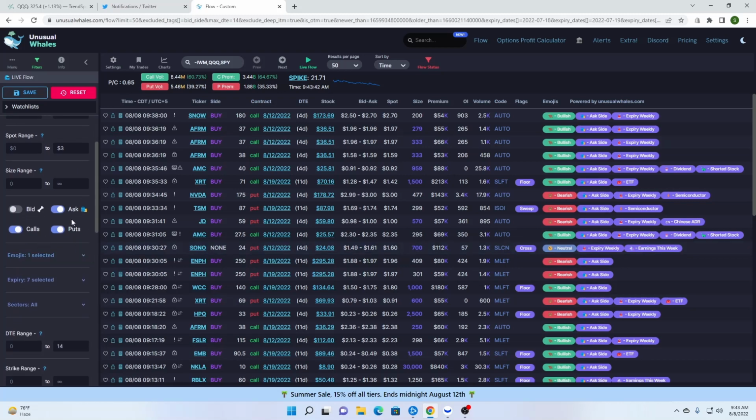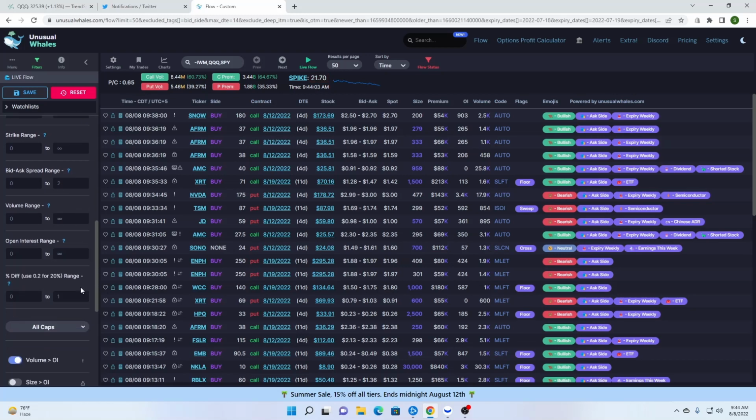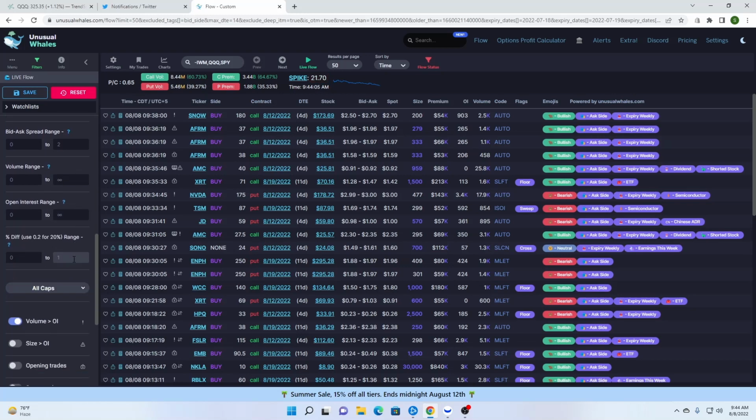And then down here, I have ask side only, both calls and puts. For expiration, DTE range 0 to 14. I'm looking for those quicker trades. If you're going to swing, maybe you set that 0 to 21, 0 to 35, whatever it may be. But most of the time, I'm looking for a day trade or an intraday swing. All the others are just normal.